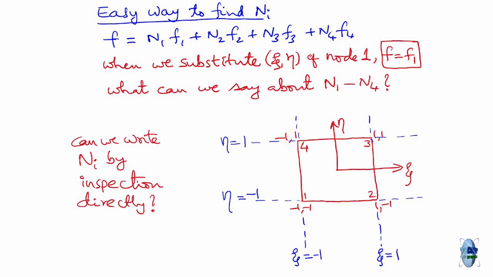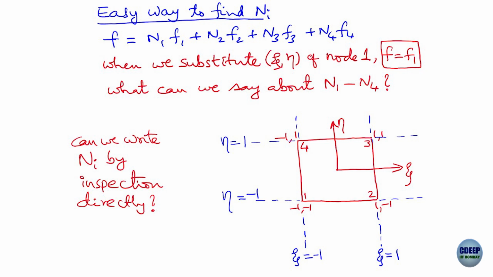So, I am looking for a function which would take the value of 1 when I substitute that node ka coordinate, and should become 0 when I substitute any other node coordinates. At all other nodes, it should become 0. Same for all the shape functions. Now that we understand this is what is the function I am looking for, without doing all the tedious derivation, can I simply write it down?